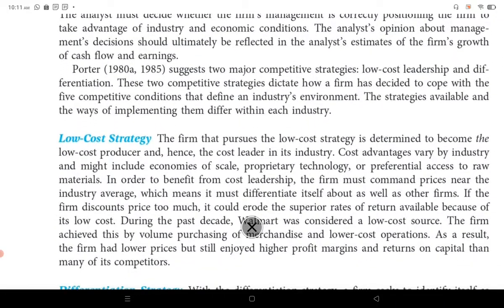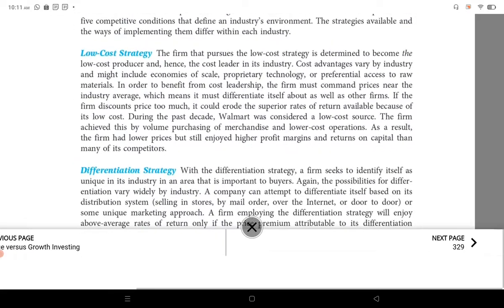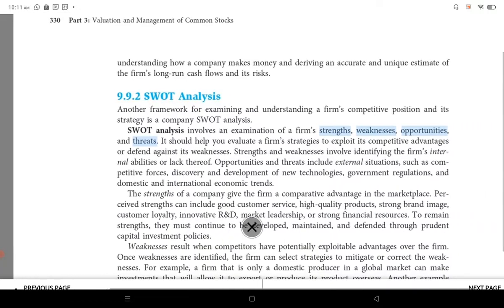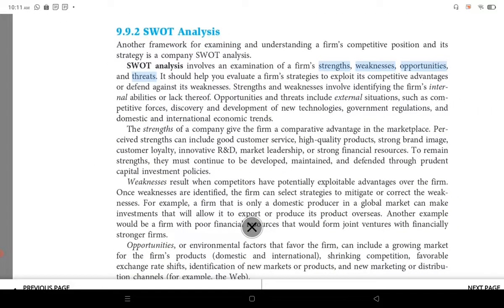One more, this you can try to read: low cost strategy, differentiation strategy. This is the focusing strategy for the company analysis. What I also want to highlight is SWOT analysis, okay. SWOT analysis is quite important for any company, right, or if you want to start a business as well, you have to do the SWOT analysis on your own. So even more so for a company, it must be done.